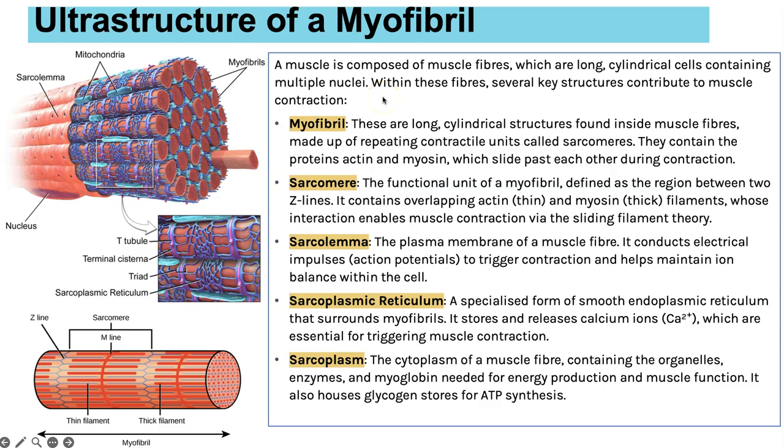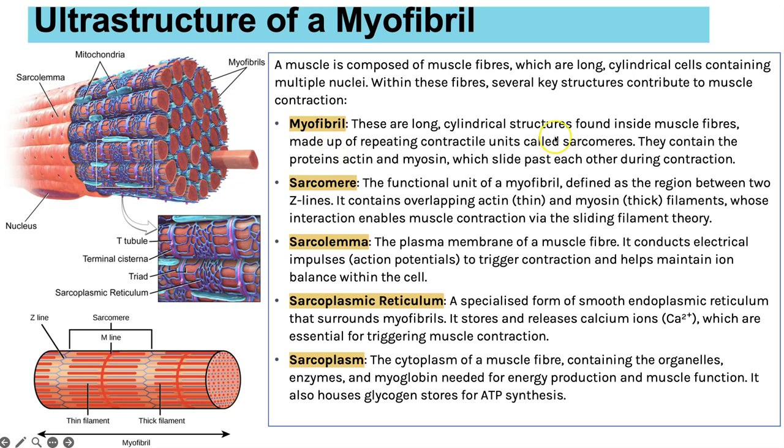So the muscle is composed of muscle fibres, and these are long cylindrical cells containing lots of nuclei. And within these fibres, these are the key structures that are all involved in muscle contraction. So we can see here we've got myofibrils, and these are long cylindrical structures within the muscle fibres, and they're made up of repeating contractile units called sarcomeres. So lots of sarcomeres are joined together to make a myofibril. Lots of myofibrils are joined together to make a muscle fibre.